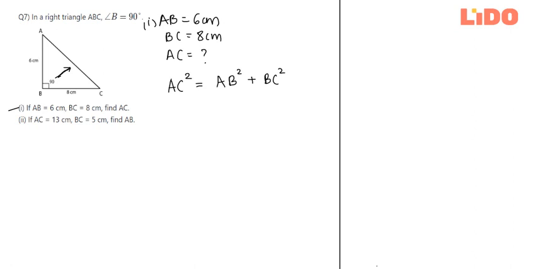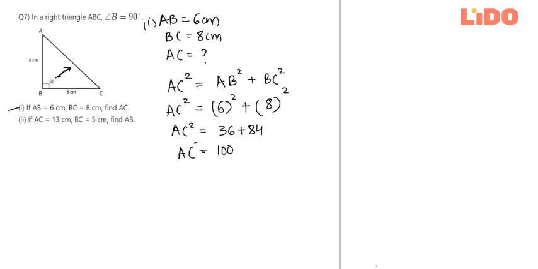You need to add AB square and BC square. This is a very straightforward sum in which we need to figure out AC square. We know AB is given to us as 6, so 6 square. BC is given to us as 8, that's 8 square. So we can write this as AC square is equal to 36 plus 64. AC square is equal to 100.